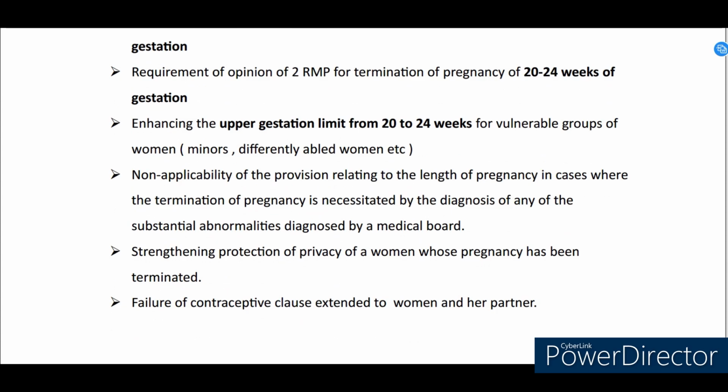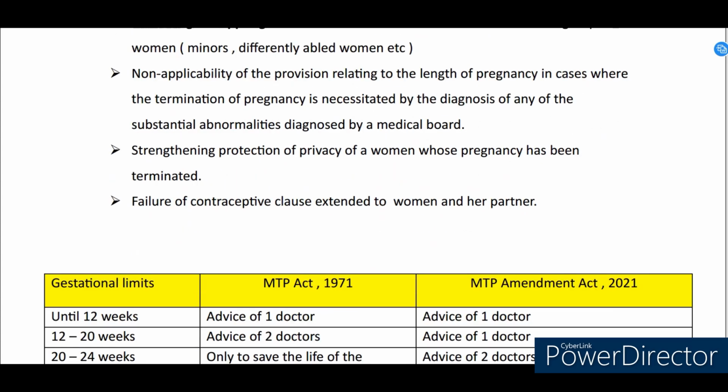And the non-applicability of the provision relating to the length of pregnancy in cases where the termination of pregnancy is necessitated by the diagnosis of any of the substantial abnormalities diagnosed by a medical board, and strengthening protection of privacy of a woman whose pregnancy has been terminated. The failure of contraceptive clause extended to women and her partner.